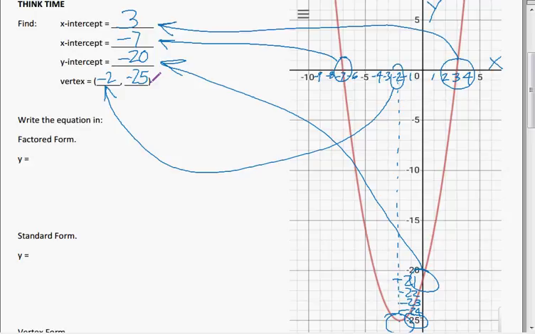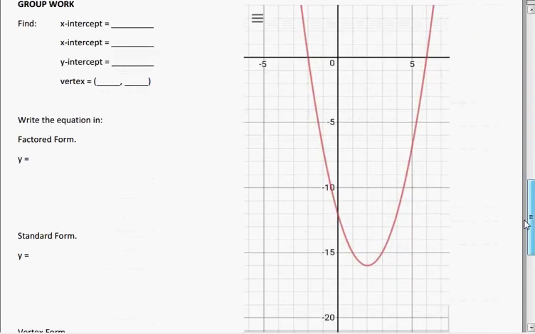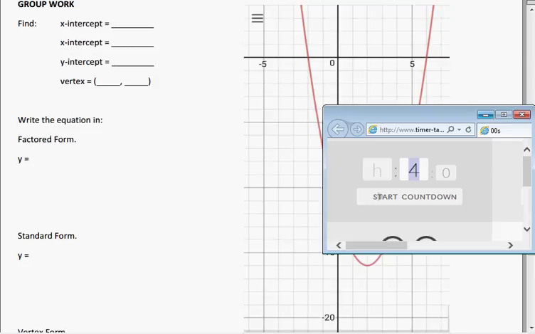our paper. I want you to do the same thing, find the x-intercept and the y-intercept and the vertex for the graph on the back side of the paper. So here's the graph. Turn your papers over. You have 4 minutes.